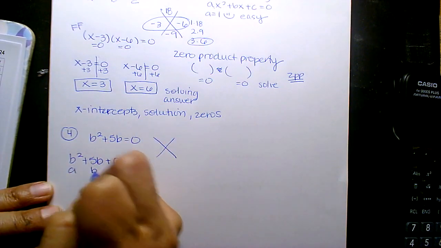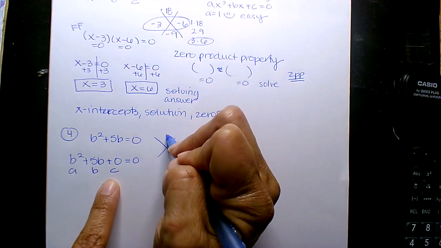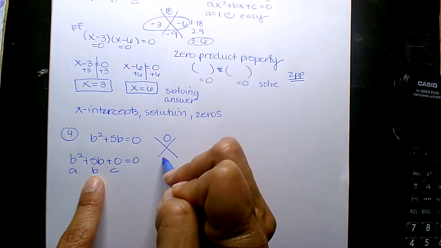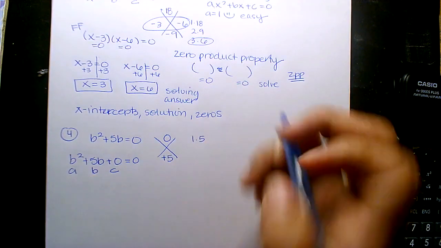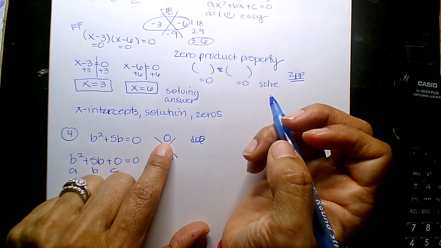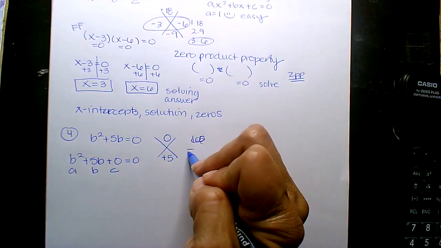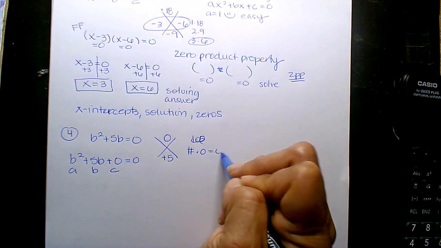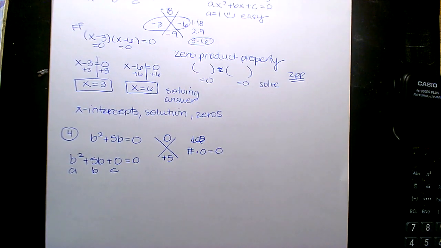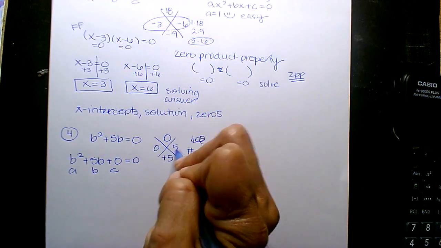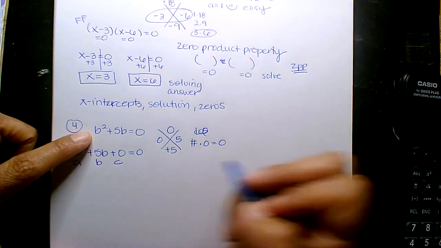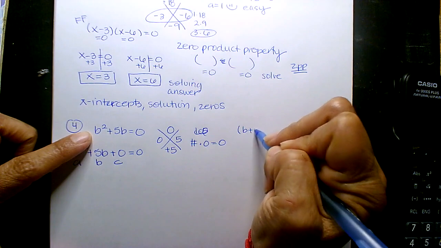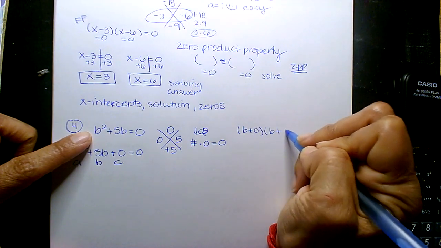So this is A, B, C. My C value is 0. My B value is plus 5. Okay, how do I get 5? How do I get 0 but as a product? Any number times 0 gives me 0, right? So what would the two numbers be? 0 and 5, or 5 and 0. If I take my binomials, I get b plus 0, b plus 5.